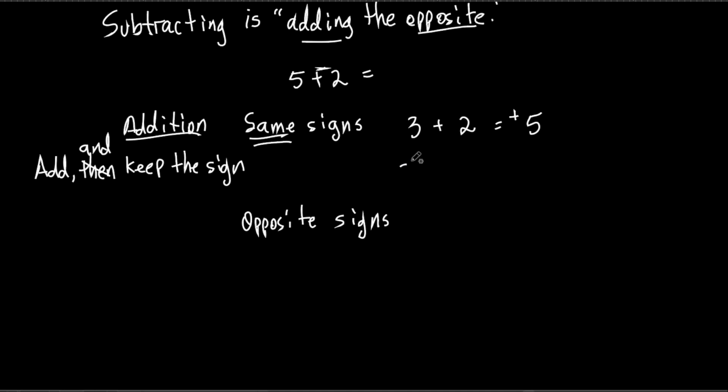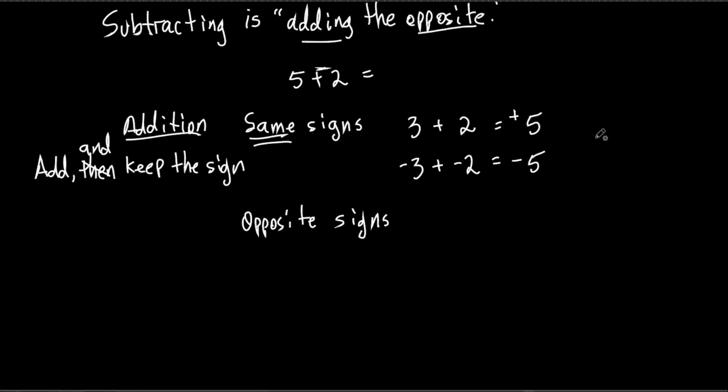For instance, if I had negative 3 plus negative 2, how do we add these? Well, what's the rule? The rule says you just add up the numbers. So what's 3 plus 2? It's 5. Okay, and then you keep the sign. What's the sign for both of those? They're negative, so what's my sign for my answer? Negative. It's negative. It's as easy as that.